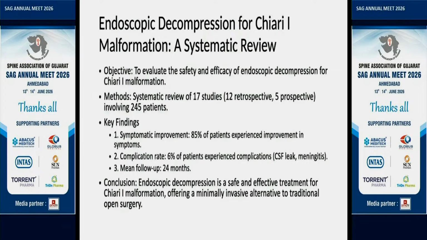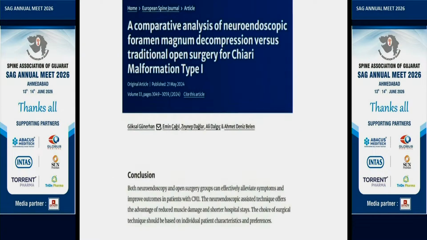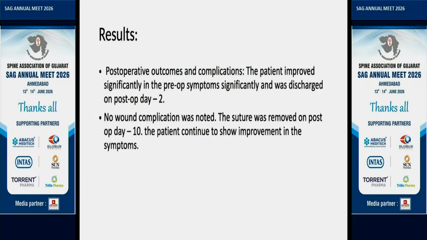Also, the advantage of endoscopic decompression has been shown in a systematic review of 17 studies which have proven it to be beneficial. The new study is coming from Johns Hopkins for the foramen magnum decompression, which is going to be the gold standard. So this is an article published on the comparative analysis of neuroendoscopic foramen magnum decompression versus traditional open surgery. No wound complication, the suture was removed at post-op day, and the patient had improvement of symptoms.